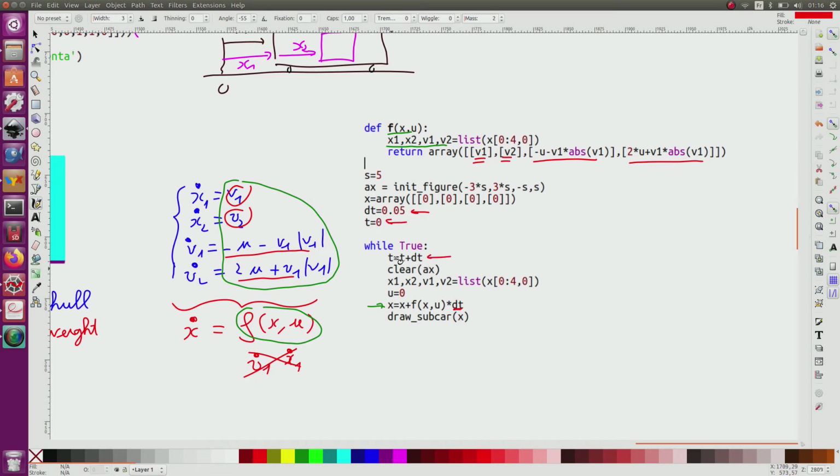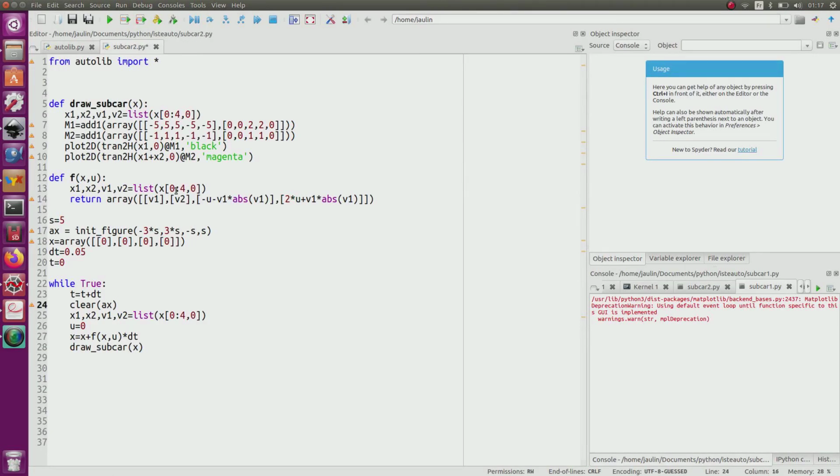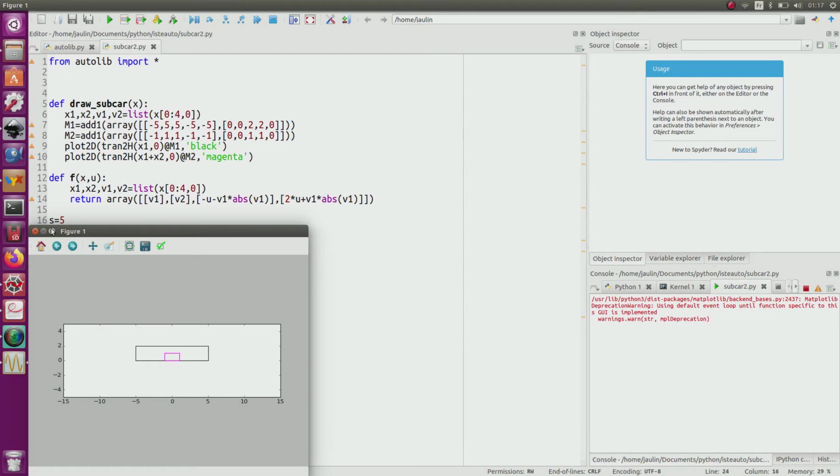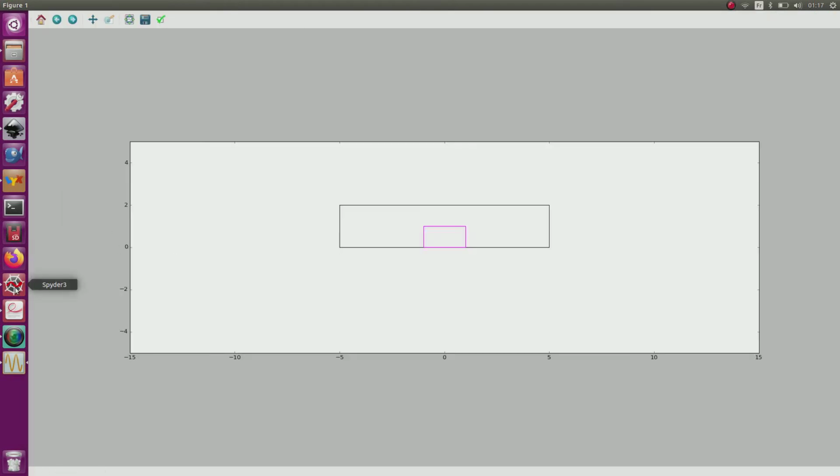I perform a loop for the simulation, and at each step I clear the screen. Here I extract my state variable, but I will not use it inside the loop. u is equal to 0. That's why probably this will not move. So I start my program, and of course nothing is moving.